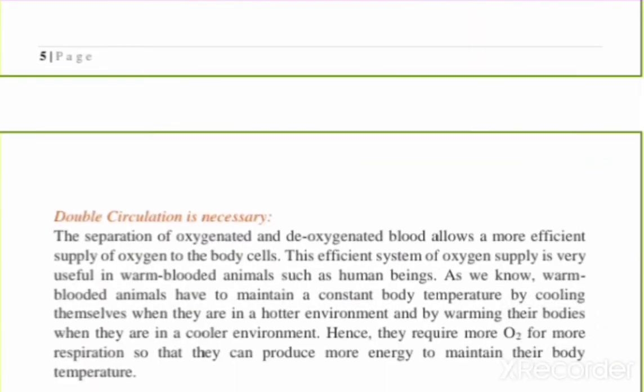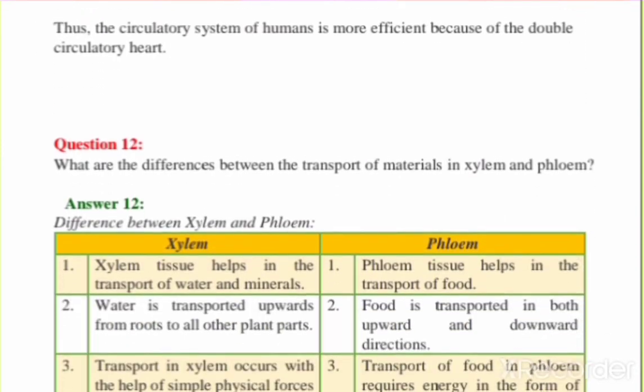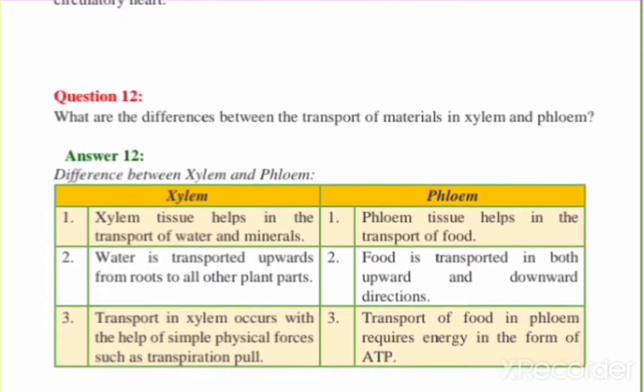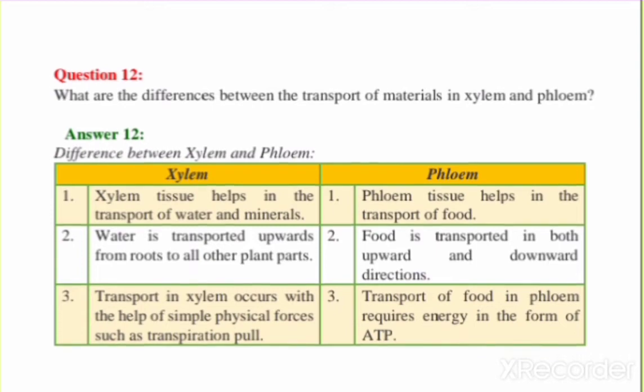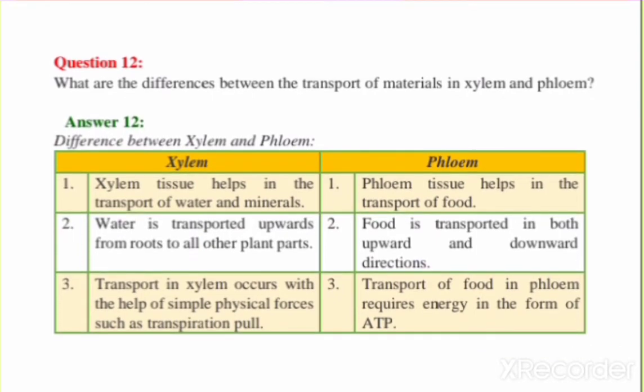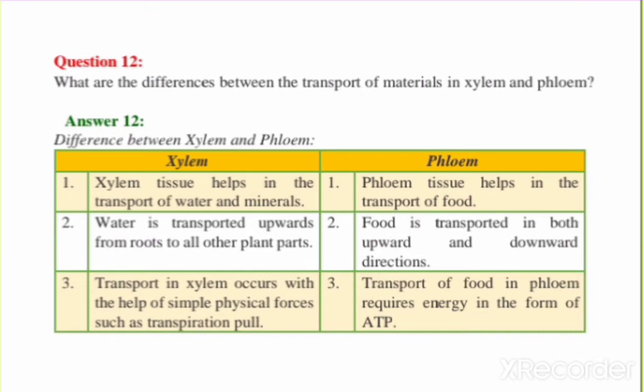Now you have 12th question: what is the difference between the transportation of material in xylem and phloem? What do you mean by xylem? Xylem means जल, the transportation of water from root to other parts of the plant by the help of xylem tissue. And what is the function of phloem? The transportation of food from leaves to all the parts of the plant.